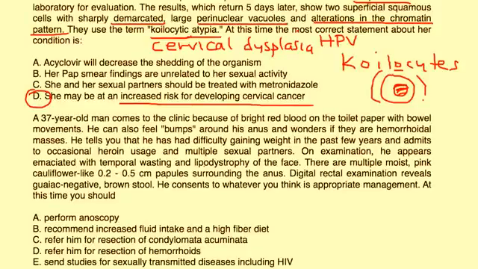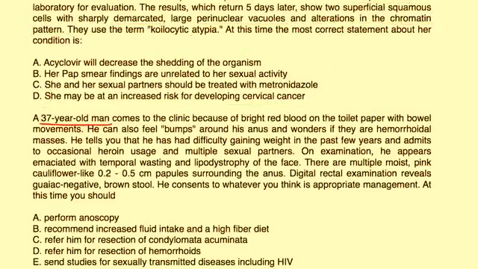And finally, a 37-year-old man comes to the clinic because of bright red blood on the toilet paper with bowel movements. He also feels bumps around his anus and wonders if they're hemorrhoidal masses. He tells you that he has had difficulty gaining weight in the past few years and admits to occasional heroin use and multiple sexual partners. On exam, he appears emaciated with temporal wasting and lipodystrophy of the face. There are multiple moist pink cauliflower-like papules surrounding the anus. DRE reveals guaiac negative brown stool. He consents to what you think is appropriate management. At this time you should.